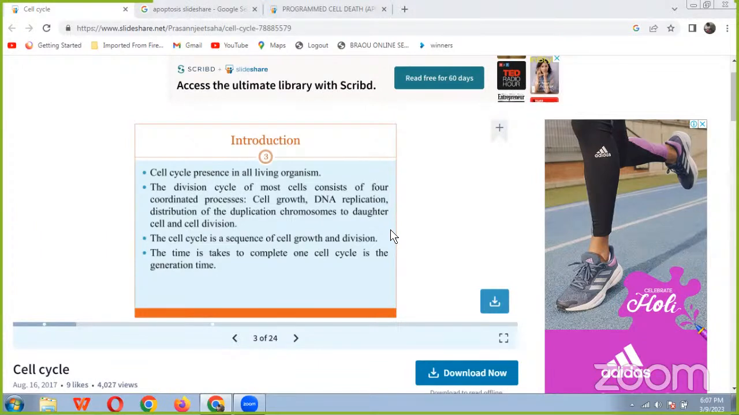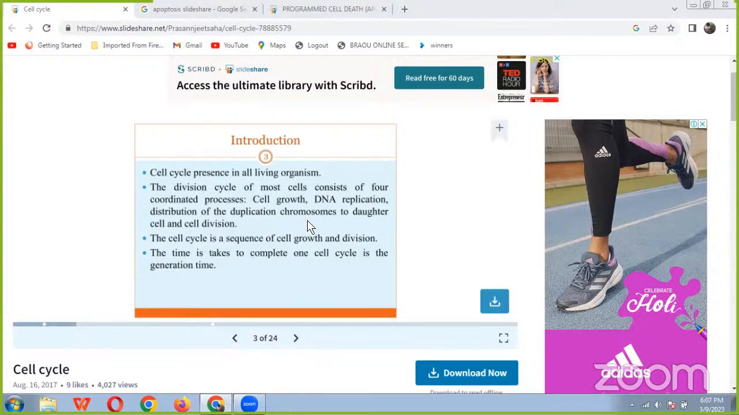Both cell growth and division form a sequence. The time it takes to complete one cell cycle is the generation time. What is the generation time? Approximately 24 hours. In the cell cycle there are the G1 phase, G2 phase, S phase, and the M phase. All these steps are involved in the cell cycle.